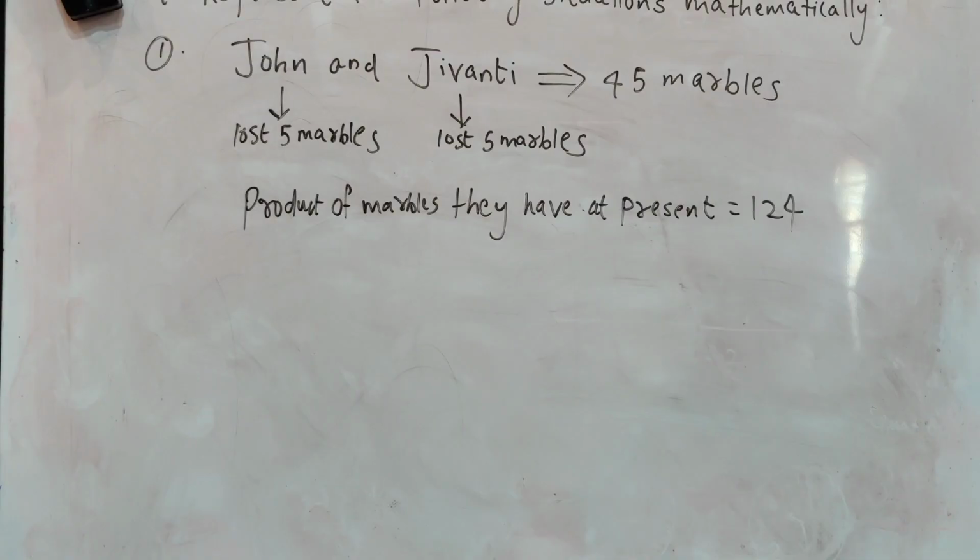Consider this example. Represent the following situation mathematically. John and Jeevanti, they are the names of the persons. They both have 45 marbles together. In total they have 45 marbles. Out of that, John has some marbles and Jeevanti also has some marbles, so x plus y equal to 45 marbles. Then John lost 5 marbles from his total number of marbles, and Jeevanti also lost 5 marbles from her total number of marbles. Now, after losing 5 marbles each, the product of marbles they have at present is equal to 124. So how can we represent this in the form of a quadratic equation?